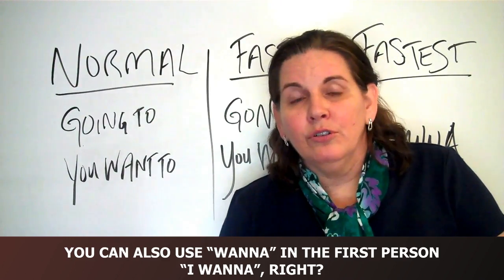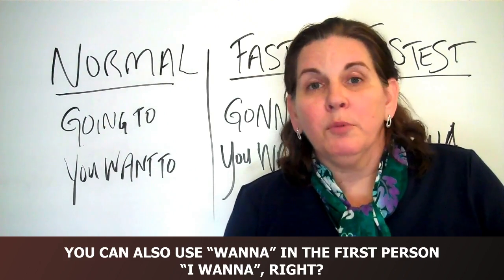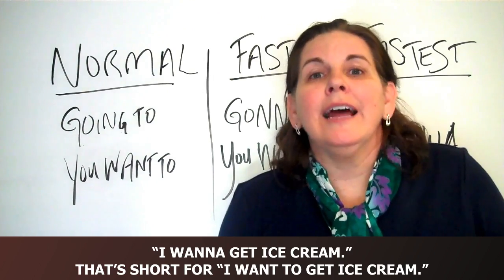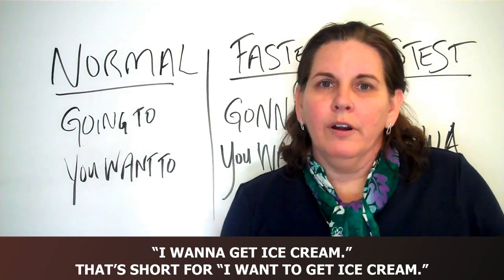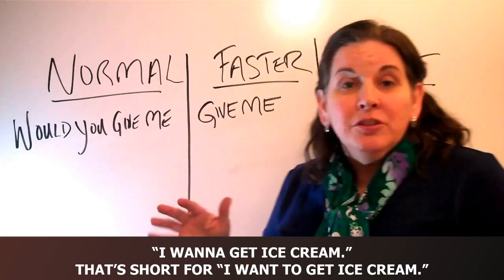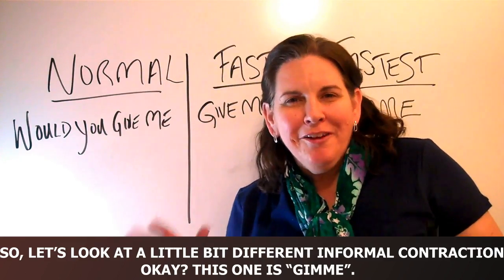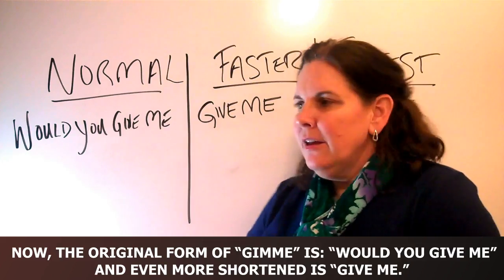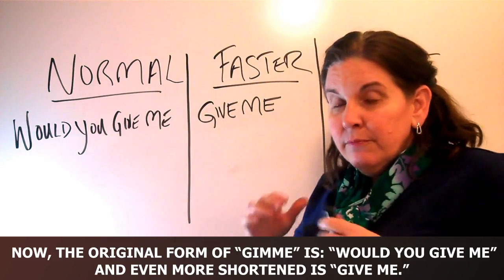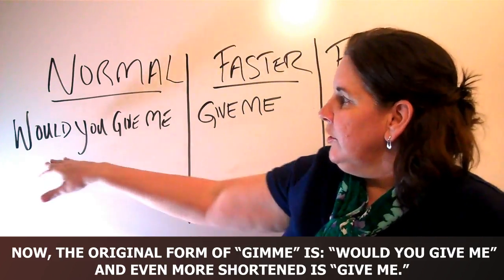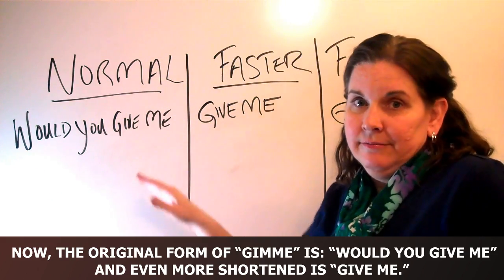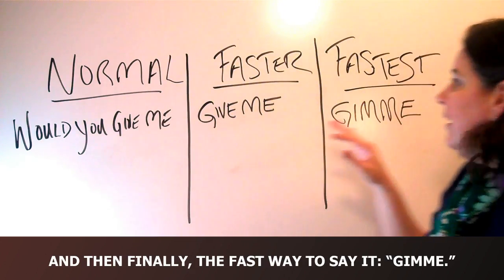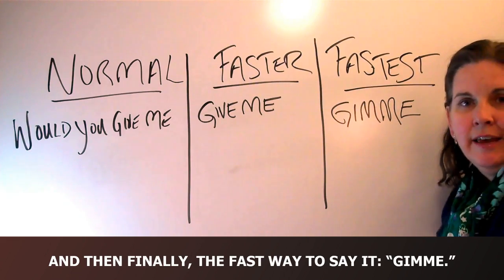You can also use wanna in the first person. I wanna get ice cream. That's short for I want to get ice cream. So let's look at a little bit different informal contraction, okay? This one is gimme. Now, the original form of gimme is would you give me? And even more shortened is give me. And then finally, the fast way to say it, gimme.